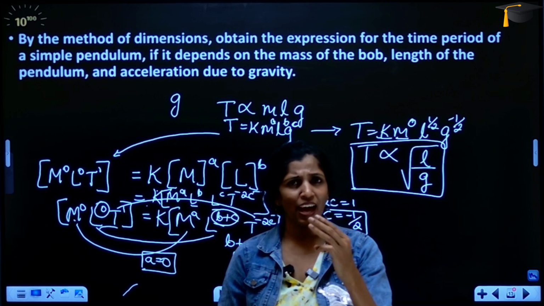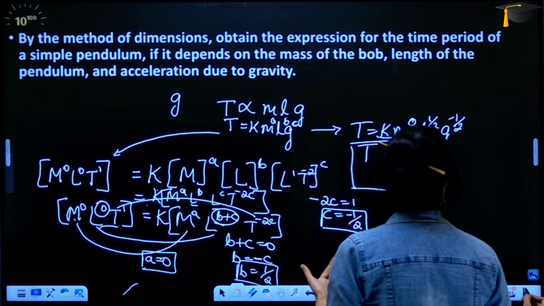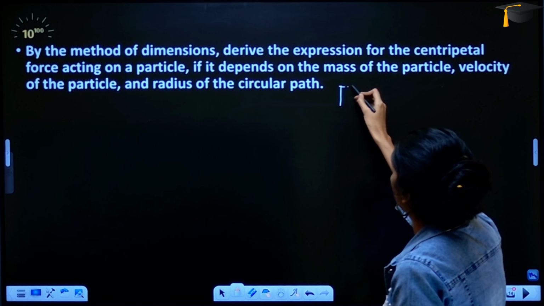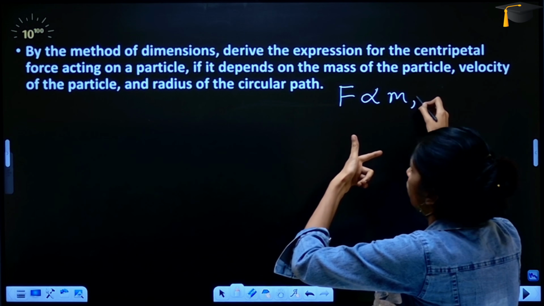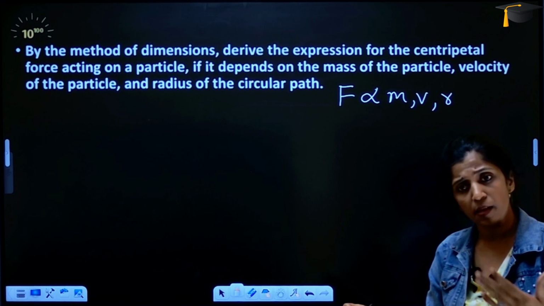Okay, so we have around 3 derivations, like time period depending on this. And the next derivation will be: derive an expression for centripetal force. So here centripetal force depends on mass of the particle, velocity, radius. Okay, so as I told, it's the same method you can use.